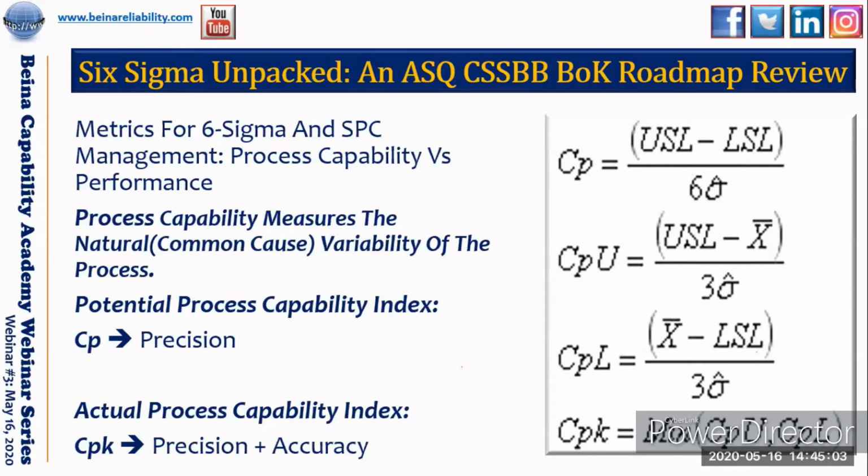So you have CP, which is measuring precision. It's telling you what the process is capable of. Then you have another metric, which is the CPK, which measures both precision and accuracy.